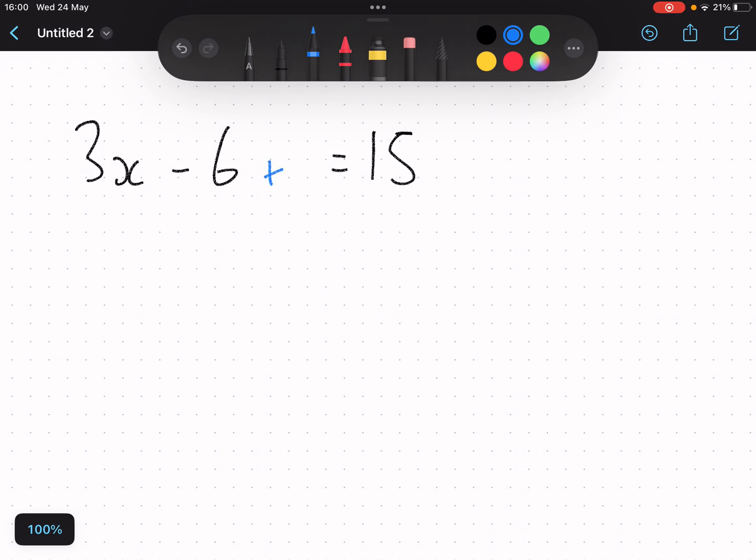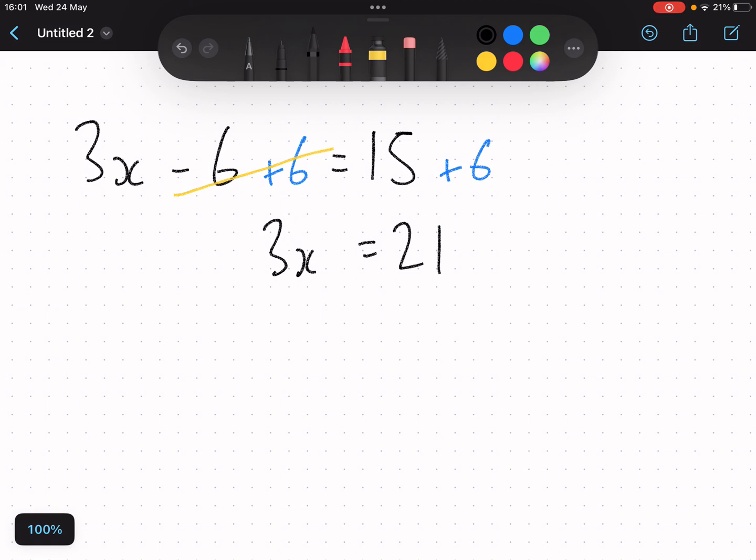I will add 6. If I add 6 to the left-hand side, I need to do the same thing to the right-hand side. On the left-hand side then, minus 6 plus 6 is 0. That's why we do this, to get rid of that minus 6. So now, what am I left with? 3x on the left-hand side. And on the right-hand side, 15 plus 6 is 21. So 3x is equal to 21.